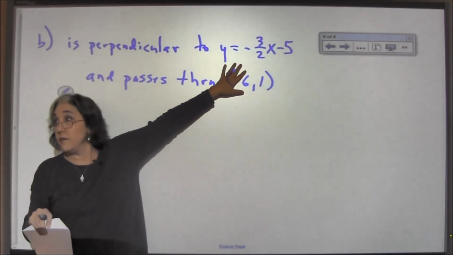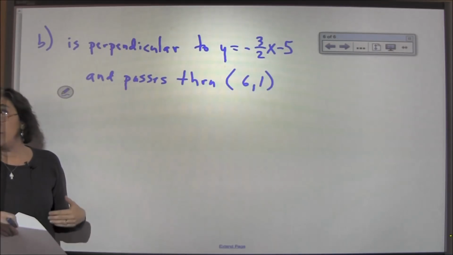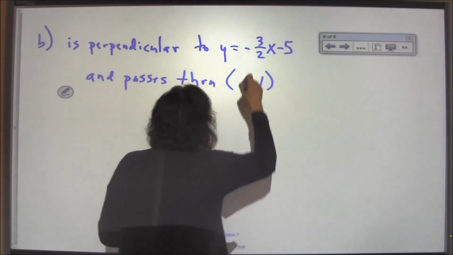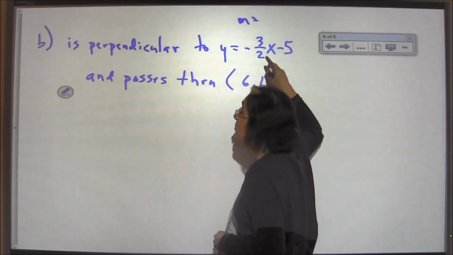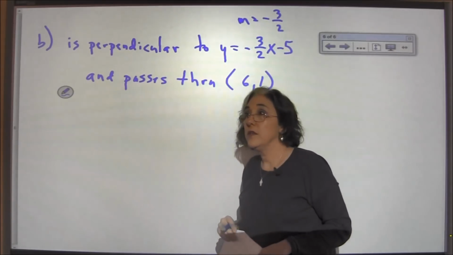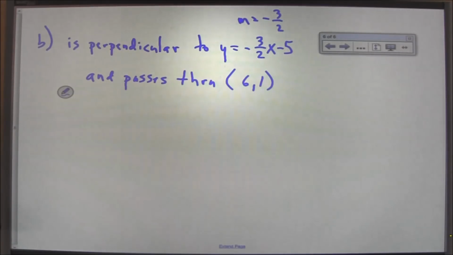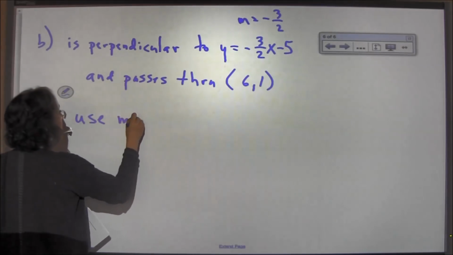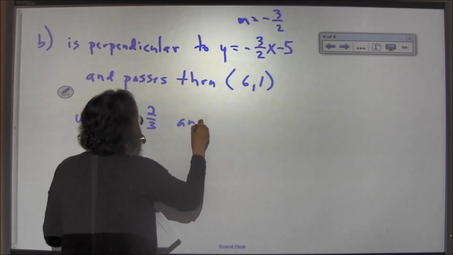Two different lines, okay? Now, what do we know about perpendicular lines? Their slopes are opposite and reciprocal. So what's the slope of this given line? It's already in the y equals mx plus b form, so that'd be -3/2. So what's the slope of the line that we're looking for? Yeah, 2/3. So we're going to use m equals 2/3.